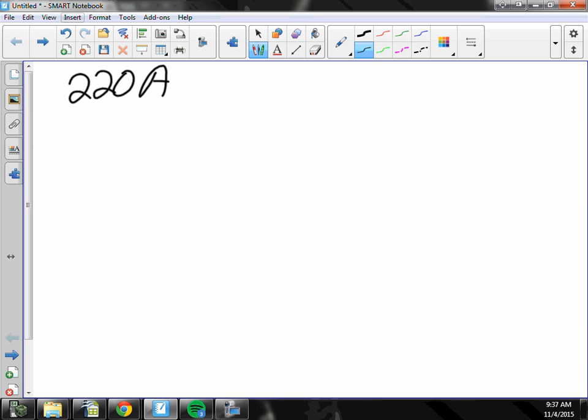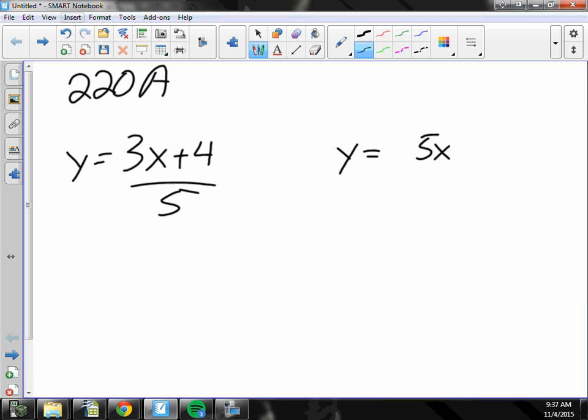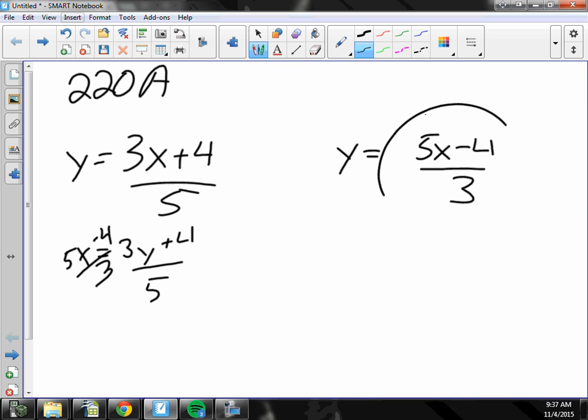compose the two. So if I had y equals 3x plus 4 over 5, and my other equation is y equals 5x minus 4 over 3, how do I tell if they're inverses? Well, I could invert this. So I could say x equals 3y plus 4 over 5, and then solve for y. So multiply by 5, subtract 4, divide by 3, which happens to be this.